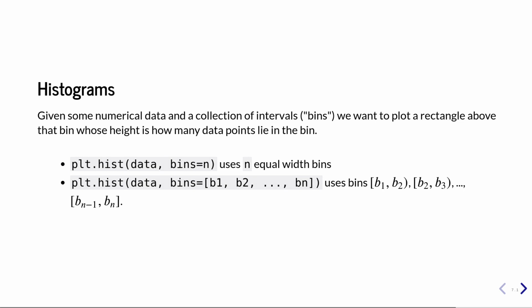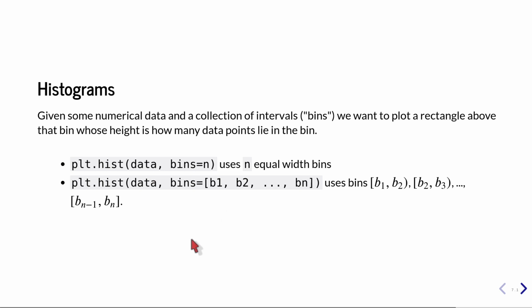So if you've got some numerical data as a list of numbers, and you have a collection of intervals, which we're going to call bins, then what we do in a histogram is to plot a rectangle above each bin whose height is how many data points lie in that bin. So there are 2 different ways you can specify the bins when you use the function plt.hist, which is matplotlib.pyplot's way of creating histograms. So you can do plt.hist and then your data in a list, and then bins equals n, to say I want to use n equal width bins.